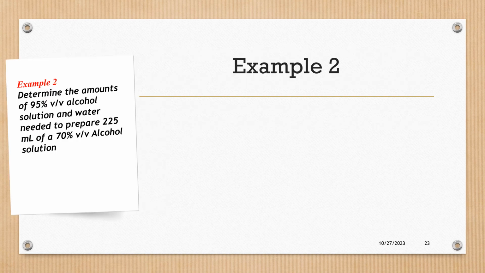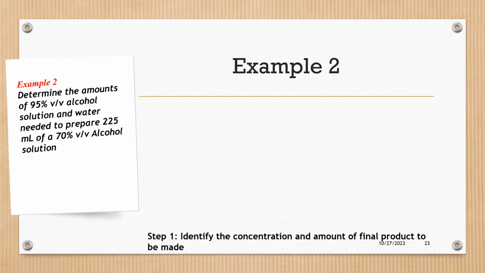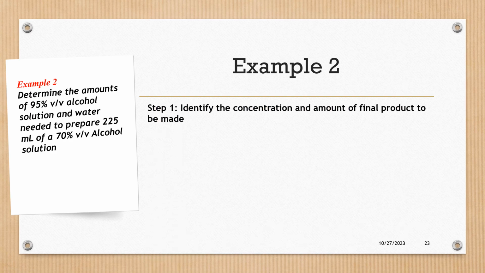Let's take a look. Now you have an example here to determine the amounts of 95% volume in volume alcohol solution and water needed to prepare 225 mL of 70% volume in volume alcohol solution. So we want to identify the concentration and amount of the final product that we want to make up. And in this case, you want to prepare 225 mL of alcohol, and the concentration must be 70% volume in volume. So that is what we want.